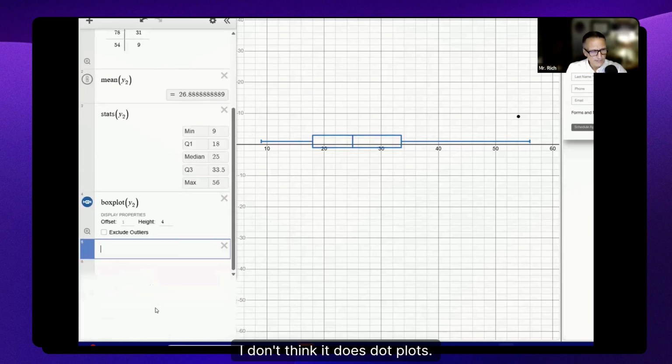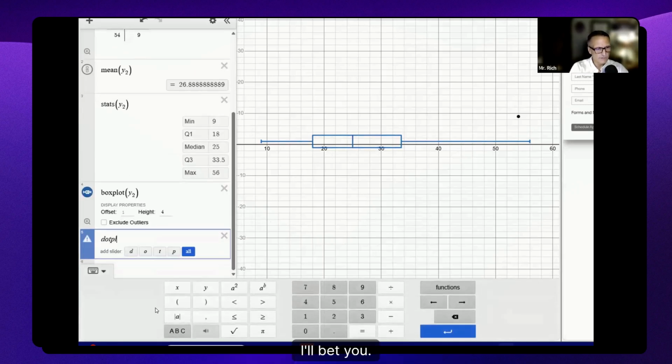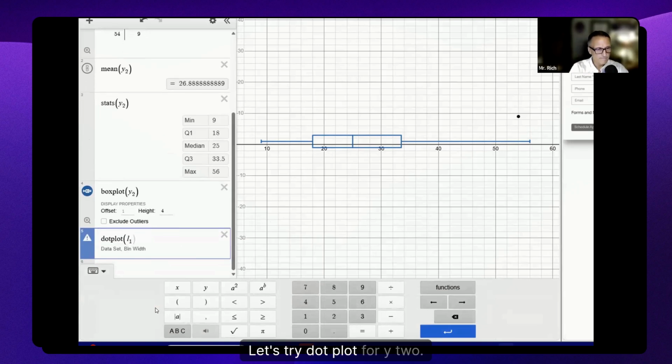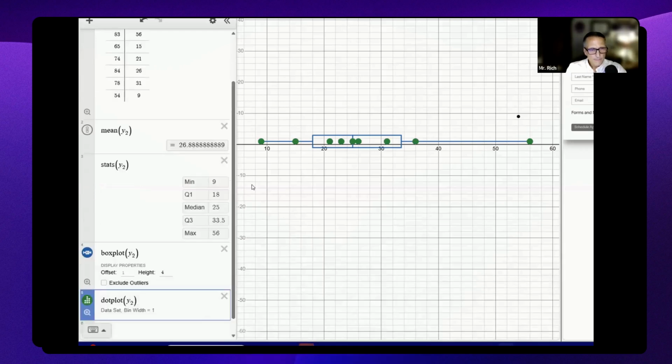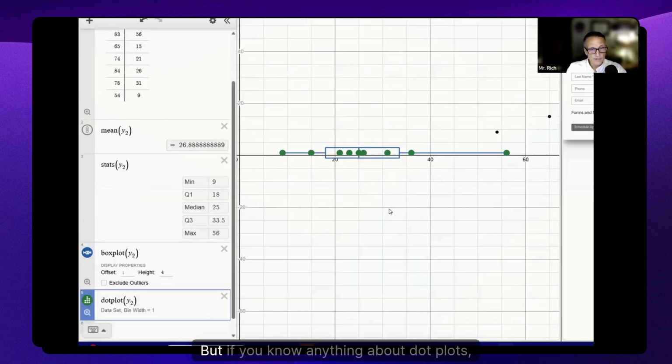I don't think it does dot plots. I could be wrong. I'll bet you. Wow. Let's try dot plot for Y2. Yeah. Now, that's not a very interesting dot plot. Let's turn the box plot off because there's no repeats, so it doesn't really show anything stacked. But if you know anything about dot plots, if you've got many points, a dot plot might look good because it'll stack the repeats of certain values on top of each other.